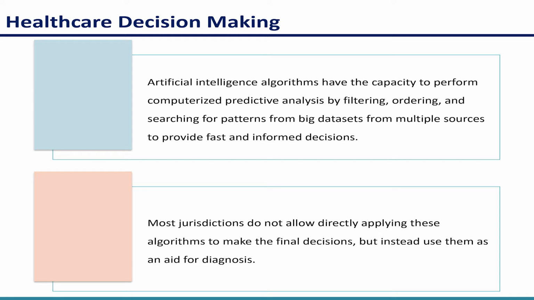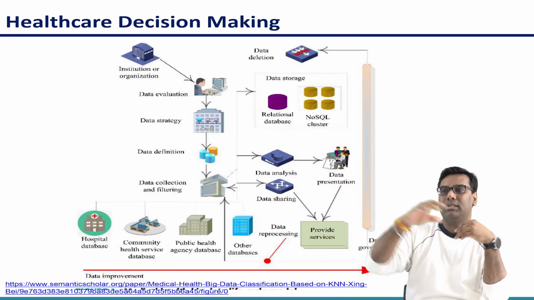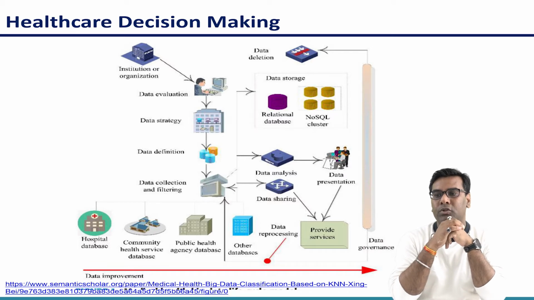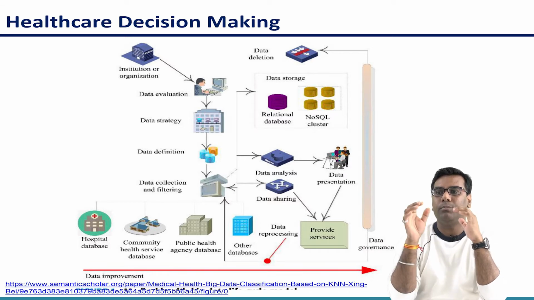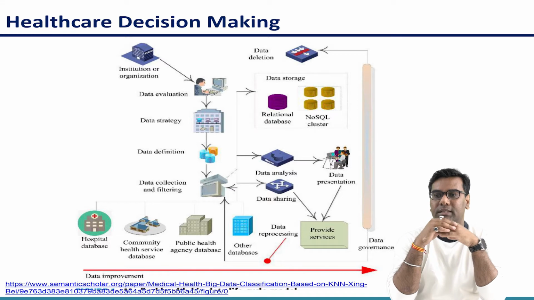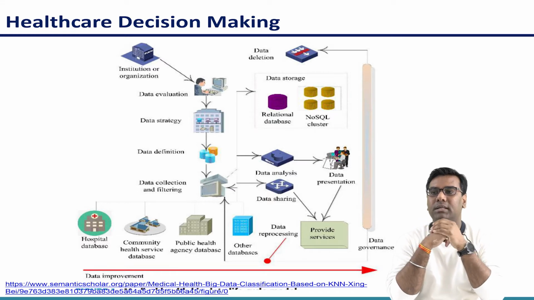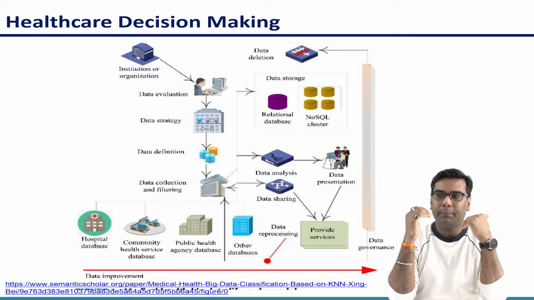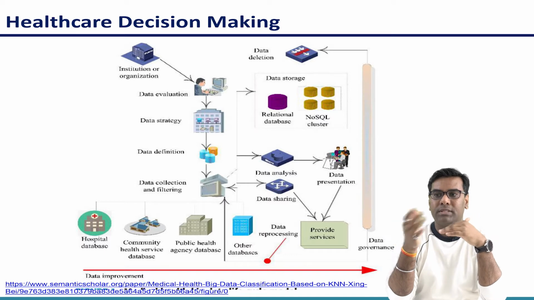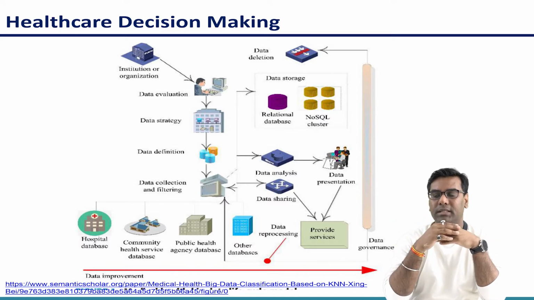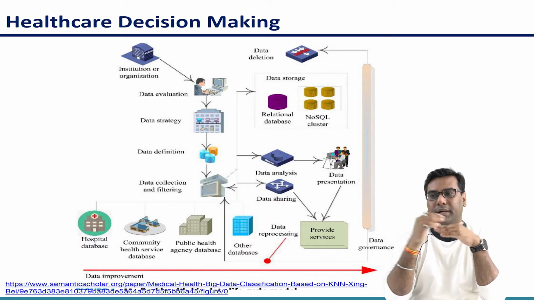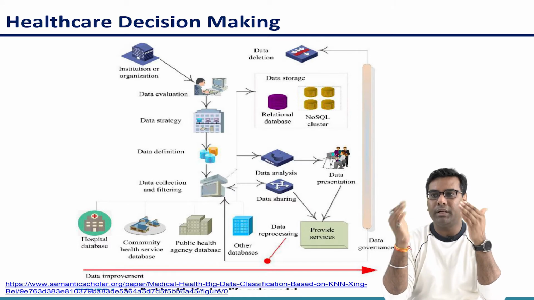So how does this AI system work in this situation? Here you can see there are institutions or organizations, and they have a hospital database. They collect data from community health services databases, public health agencies databases, and other databases. They are providing data to the system.